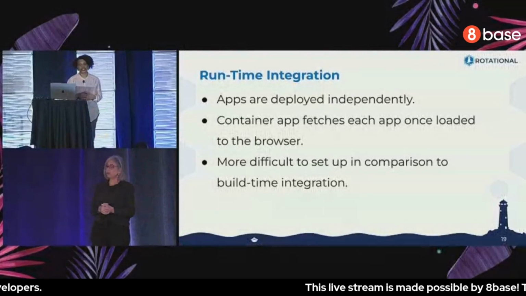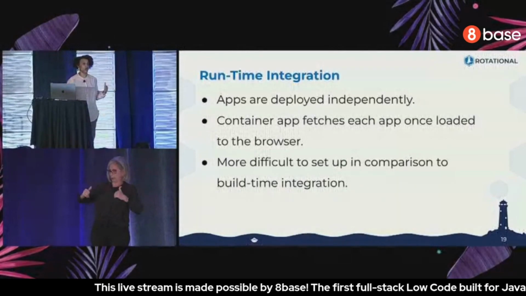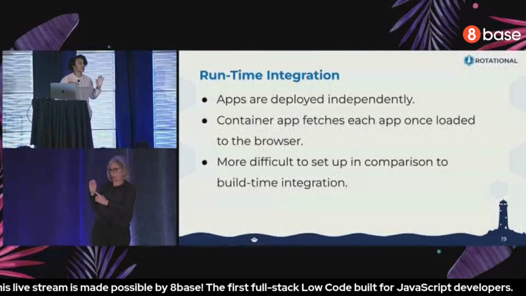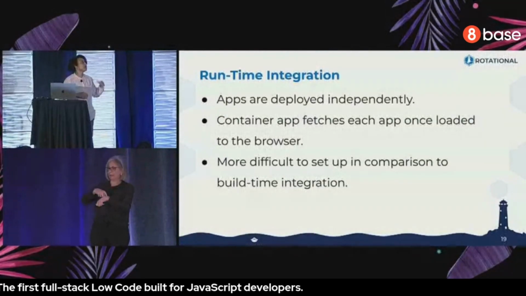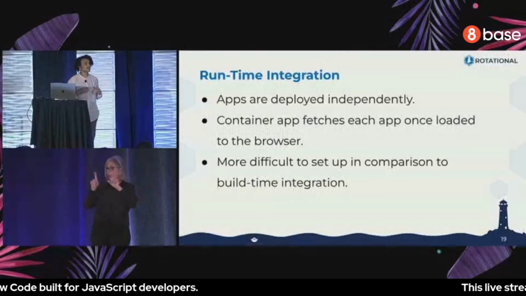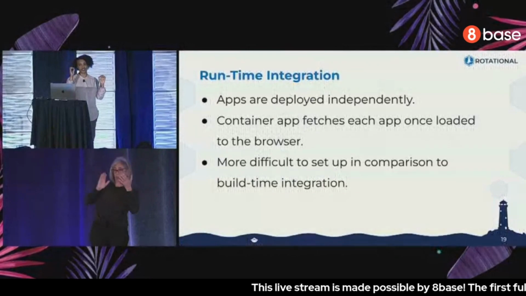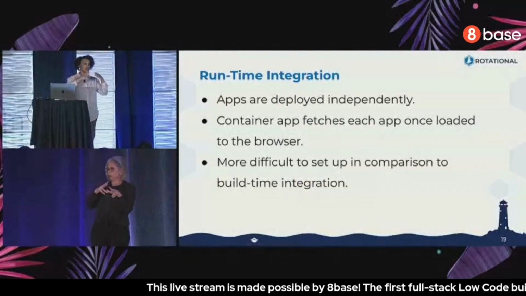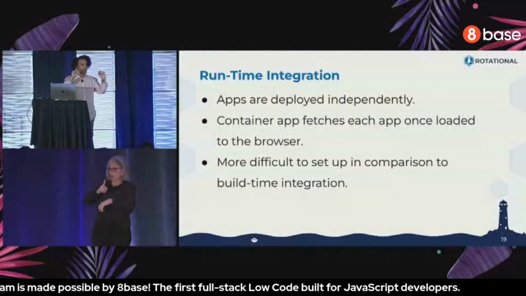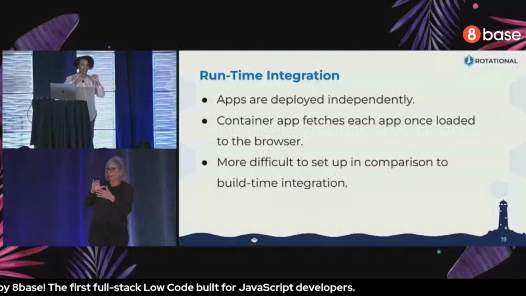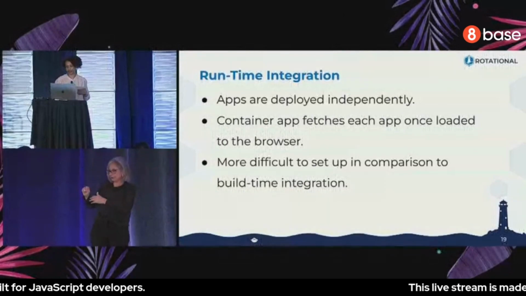With runtime integration, each app is deployed separately, has its own URL, and then the container app will fetch each app once it is loaded to the browser. However, with this approach, it is much more difficult to set up in comparison to build time. Because with build time, you're just installing a package, deploying, and then you're good to go. With runtime, you have to actually configure the apps in a way so that the container is able to pull in the separate micro front-end apps.